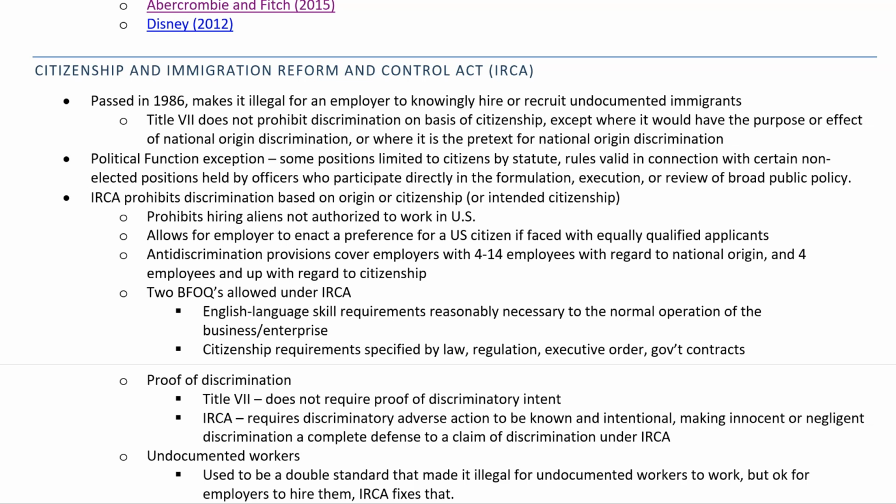So it just means that if you're an employer, you have to do some research to understand whether or not what you're doing is correct.